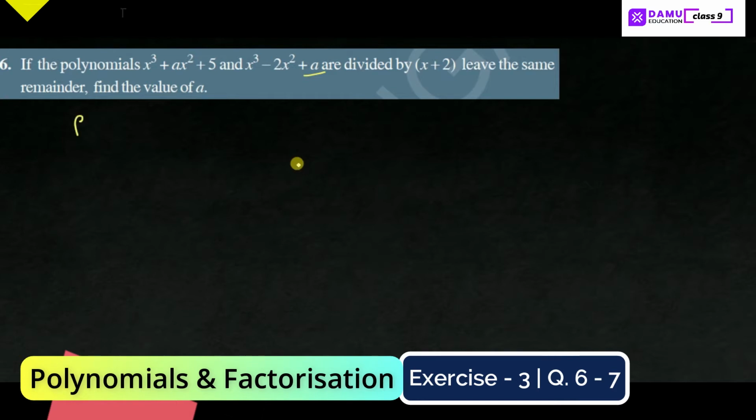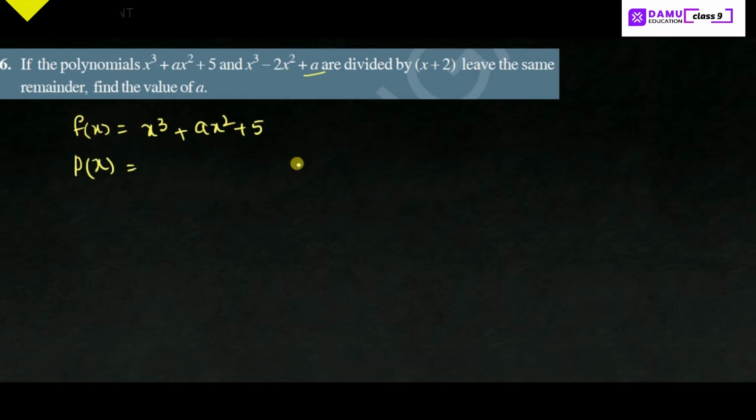So let's take functions. Let f of x be equal to x cube plus ax square plus 5. Then let p of x be equal to x cube minus 2x square plus a. The reason I am writing x here is that all our variables are x.